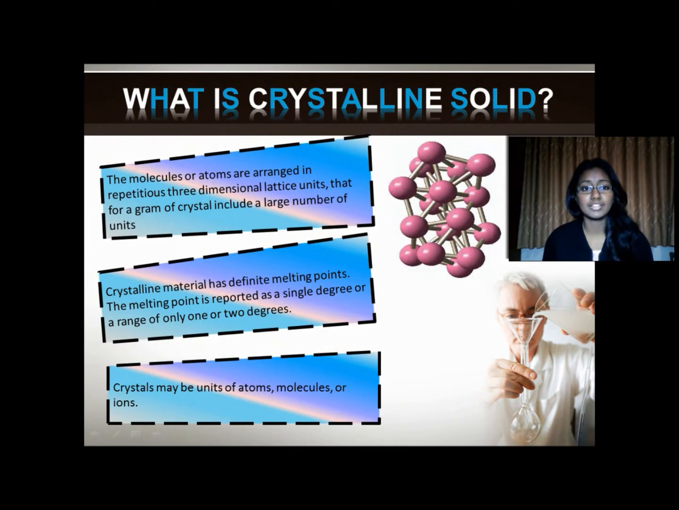Next, what is a crystalline solid? The molecules or atoms are arranged in repetitious three-dimensional lattice units that for a gram of crystal include a large number of units. Crystalline material has a definite melting point. The melting point is reported as a single degree or a range of only 1 or 2 degrees. Crystals may be units of atoms, molecules, or ions.